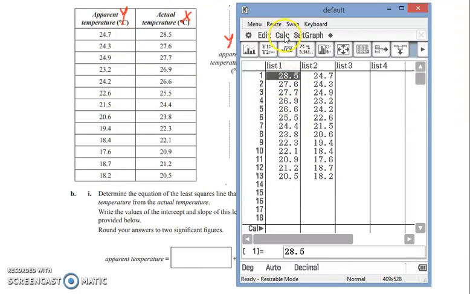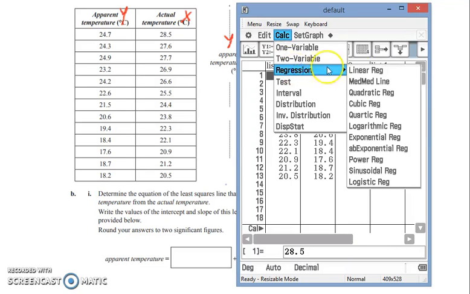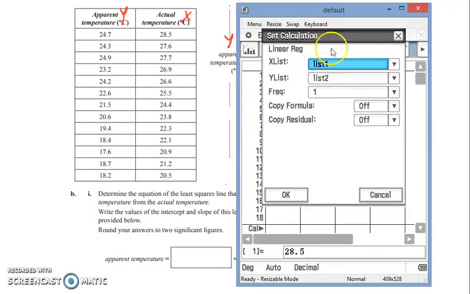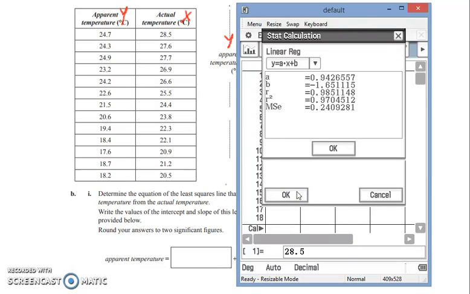Now let's get the linear regression line: calc, regression, linear reg, and this is where you can change. As I said, it's set up as X is the first and Y is the second. If you accidentally put them in the wrong columns and you realize later, you could just go and change it to the appropriate columns. So I'm going to leave it as X is list 1, Y is list 2, and go OK. So using the formula that's been given there, the Y equals A times X plus B, we can look at what the A and the B represent.